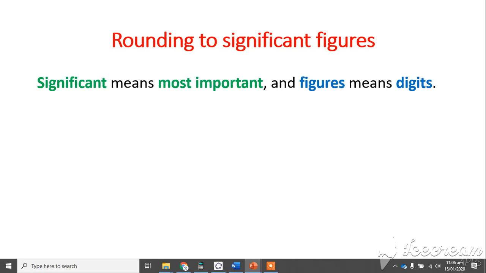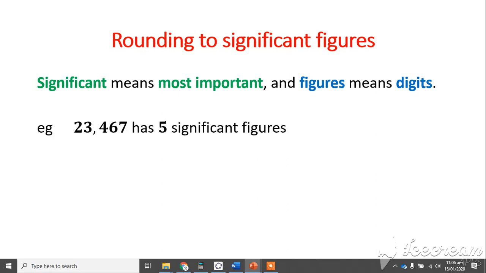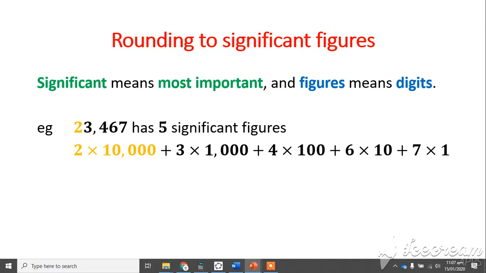Right, significant means most important and figures means digits. So take a look at this example, 23,467. It's got 5 digits, 5 figures, and all of them are significant, so 5 significant figures. We have 2 10,000s, 3 1,000s, 4 hundreds, 6 tens, and 7 ones.